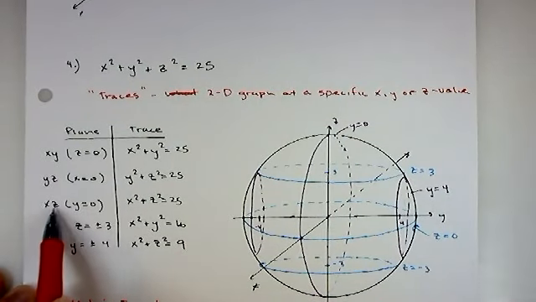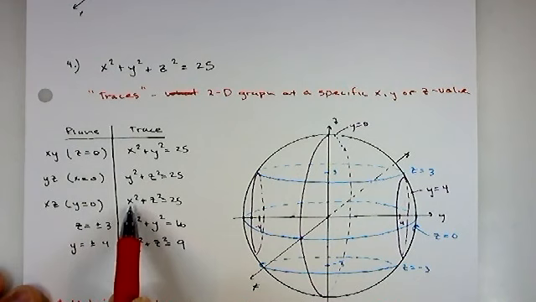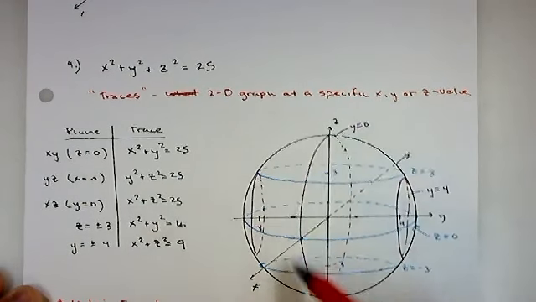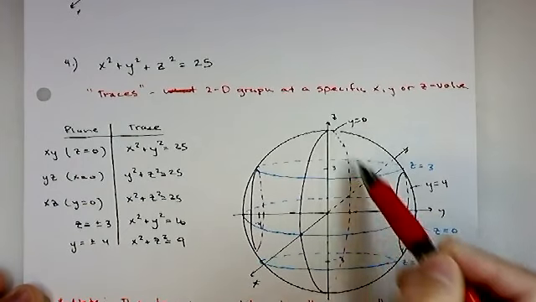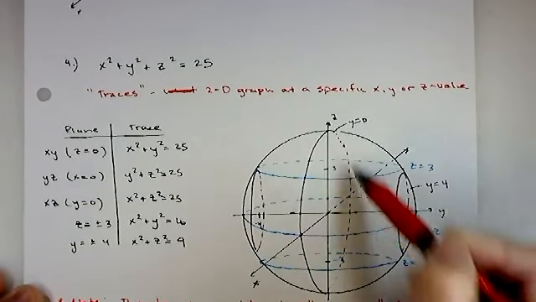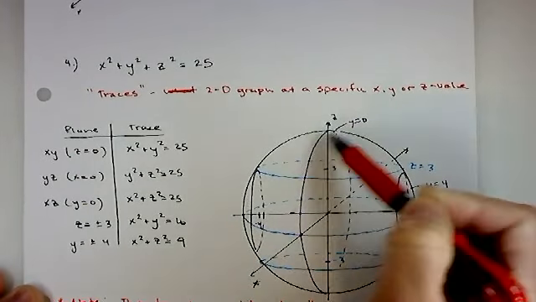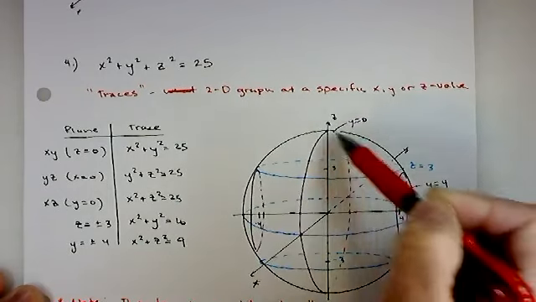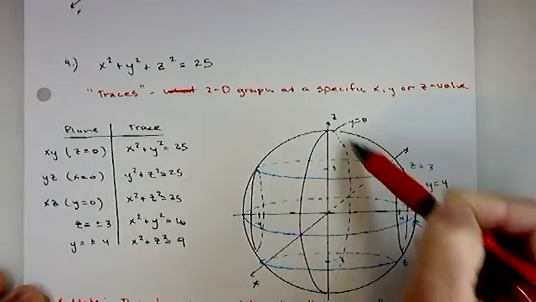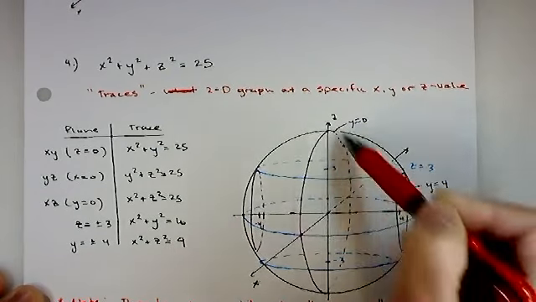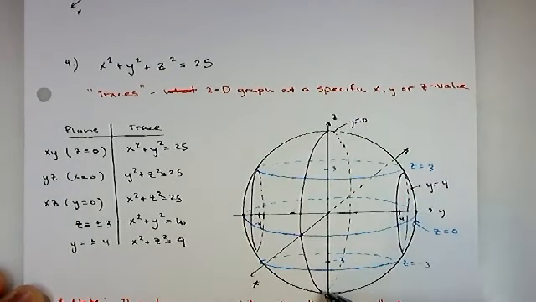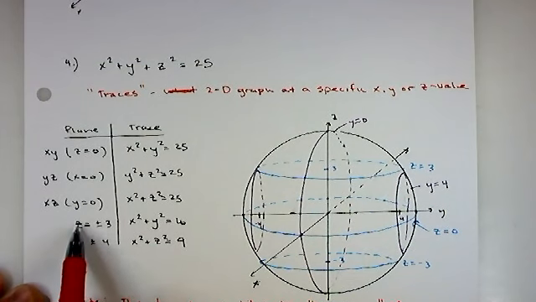When y is 0, in the xz plane, I get x squared plus z squared equals 25. That's this, I don't know if you can see the color, but it's in purple here. And that's kind of like, if you're familiar with longitude lines, the longitude line that goes from the North to the South Pole. Now you can do traces at any x, y, and z values.